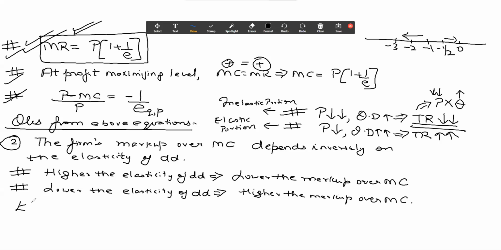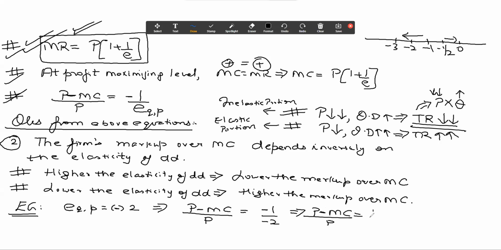If you want to take an example, you can take an example. If my EQP is -2, then my (P - MC)/P will be -1/-2, which implies (P - MC)/P will be equal to 1/2, which implies 2P - 2MC = P, which will imply my P is equal to 2 times MC. The price charged is double the marginal cost.